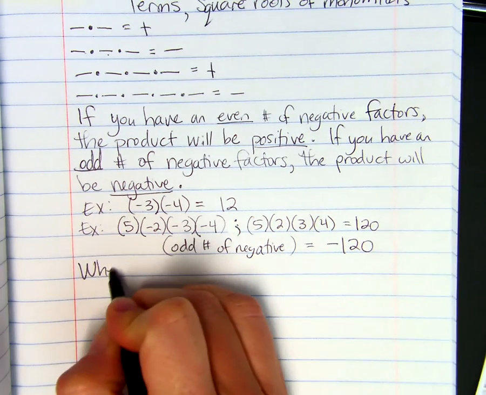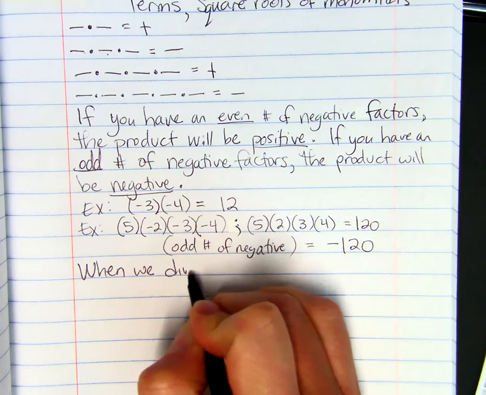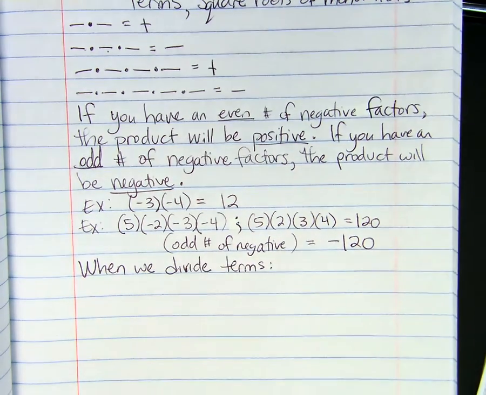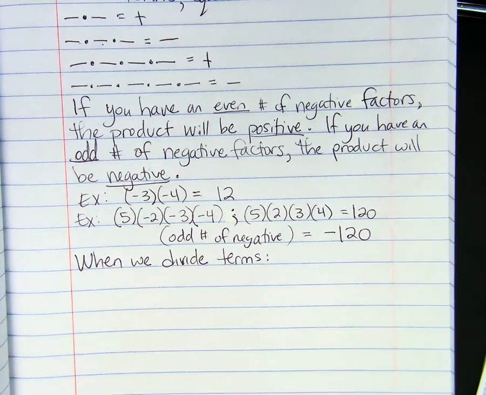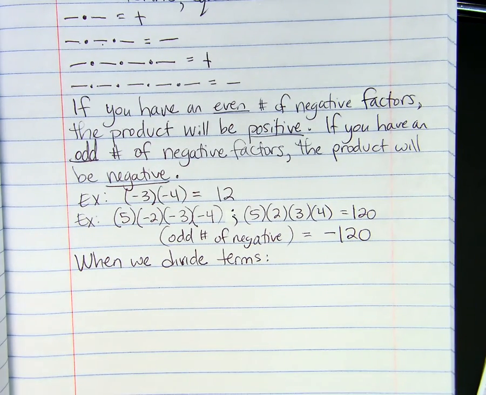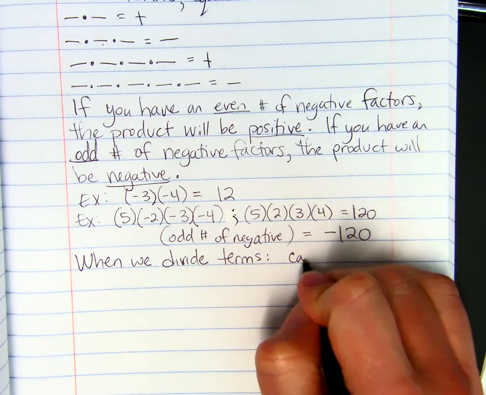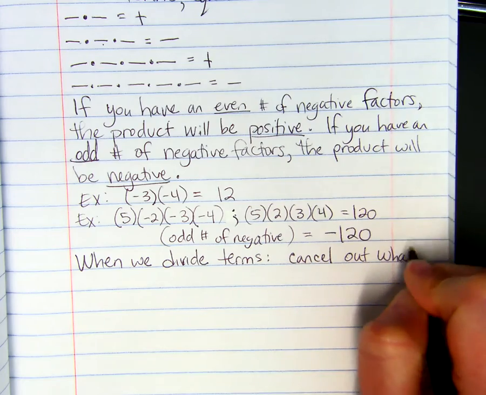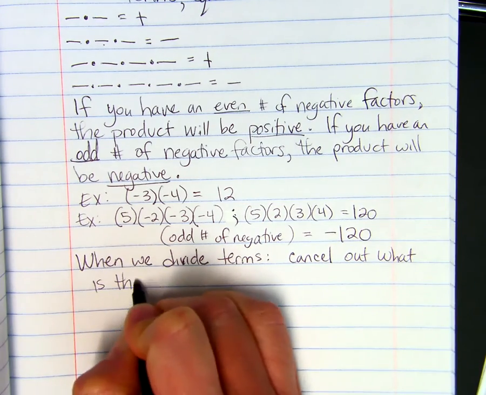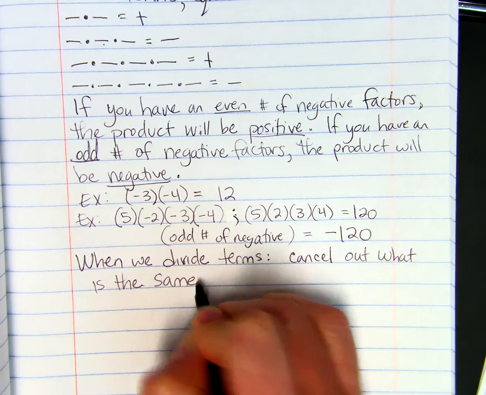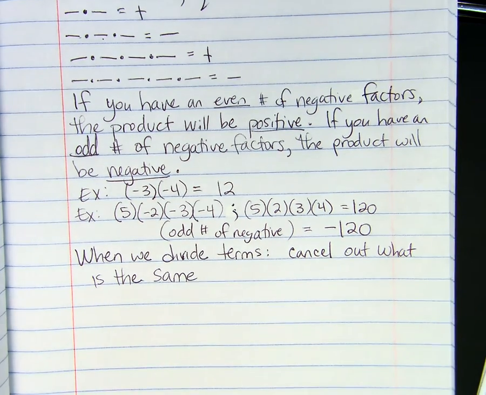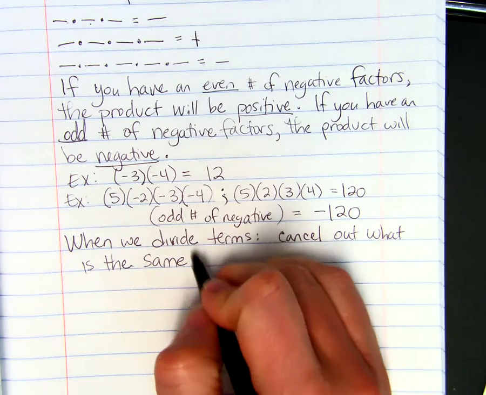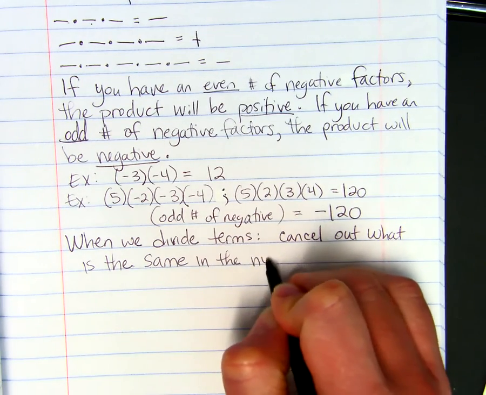When we divide terms, we cancel out what is the same in the numerator and the denominator. And you guys have divided before and canceled, so it should kind of sound familiar. And we've even canceled labels. Like if the label is the same, we can cancel it. So we just cancel out what is the same in the numerator and the denominator.